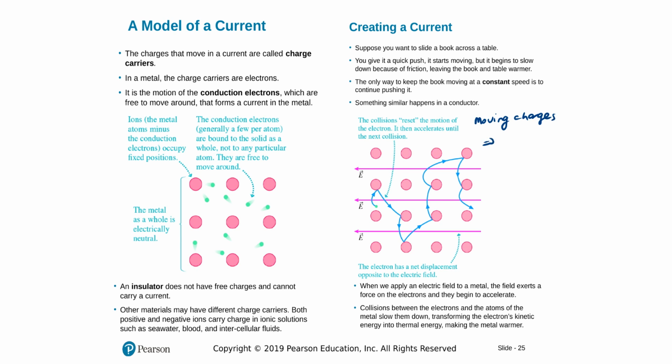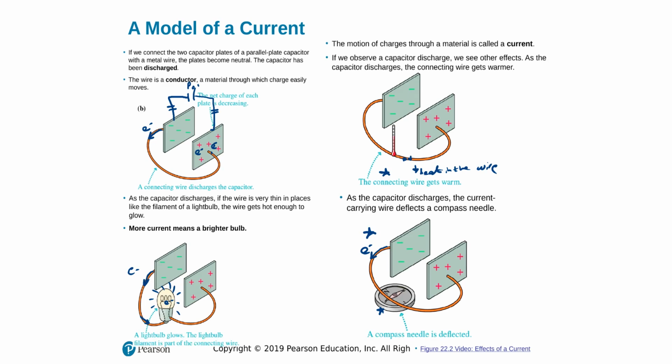we have current. Most often the moving charges are electrons, but sometimes they could also be protons, positive charges, or simply ions. But conventionally we will take the direction of positive charges as the current direction. We'll get to that in a bit more, but if my electrons are moving in this direction, current is in the other direction. That's the conventional direction of current.